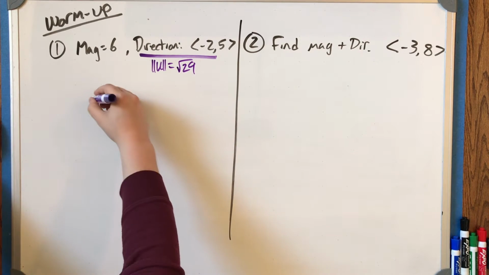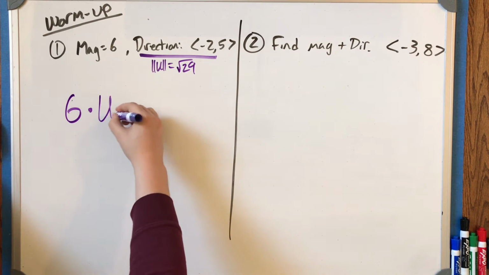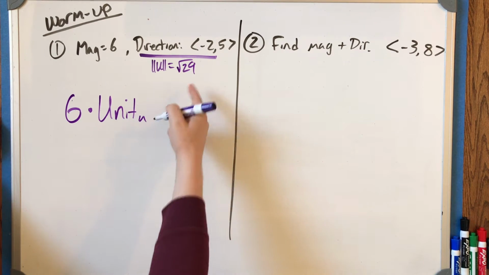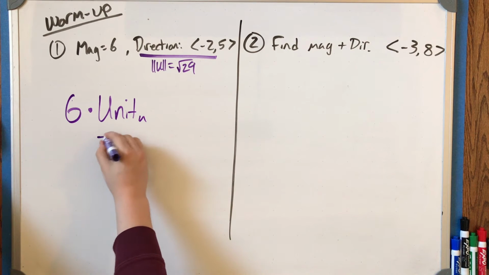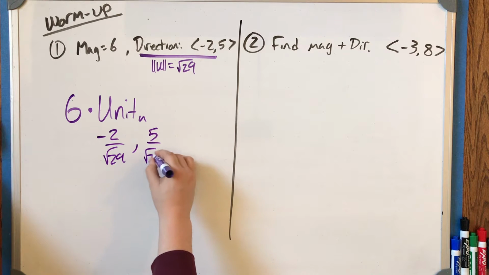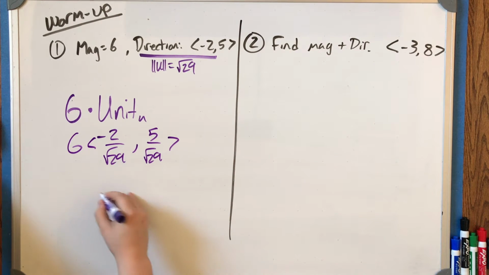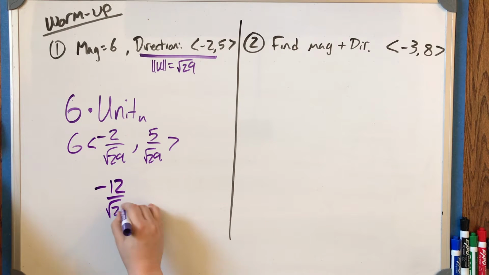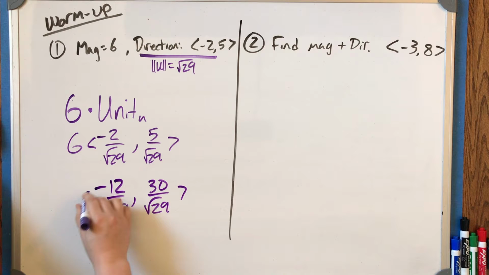So this new vector is going to be 6 times the unit vector that we just found, which I guess I didn't actually write yet, but it's <-2 over the square root of 29, 5 over the square root of 29>. So I'm just multiplying 6 by that. All right, so just <-12 over the square root of 29, 30 over the square root of 29>. You don't need to rationalize.